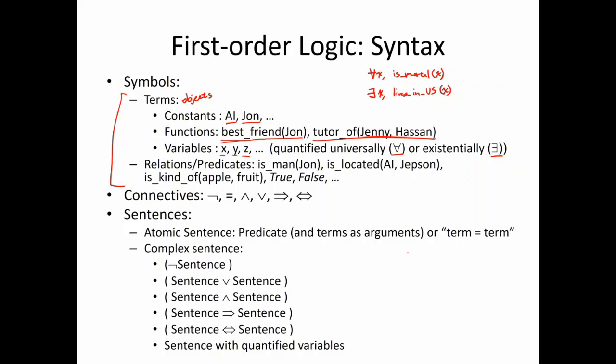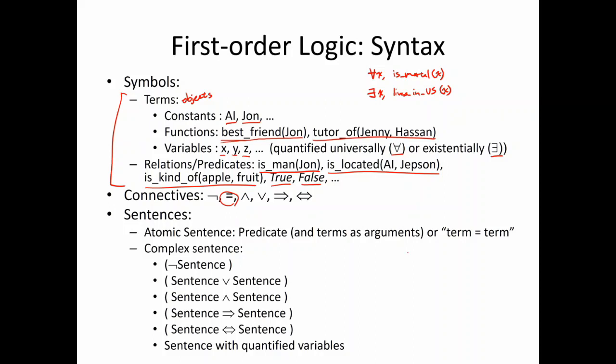So this is saying John is a man, and this is saying AI is located in Jepson, and this says apple is a type of fruit. And true and false are also predicates. So this means that predicates can take on any number of arguments, 0 to however many. The connectives are the same as before, except for this equality.